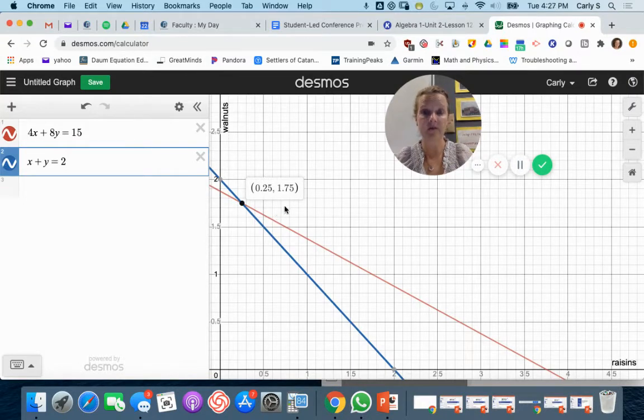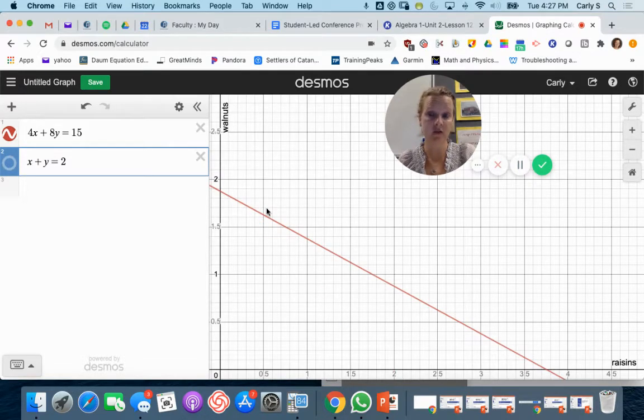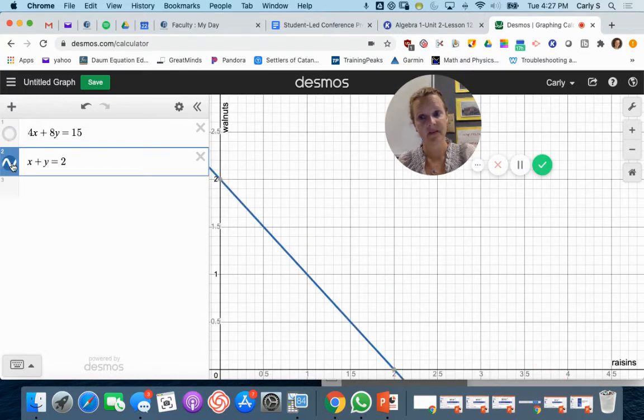0.25 pounds of raisins and 1.75 pounds of walnuts are the only amount of each that are the correct solution. There's only one solution. There are infinitely many solutions to the red equation all by itself. There are infinitely many solutions to the blue equation all by itself. But when you do the system of equations together, there is only one solution, and it's this one. Okay?